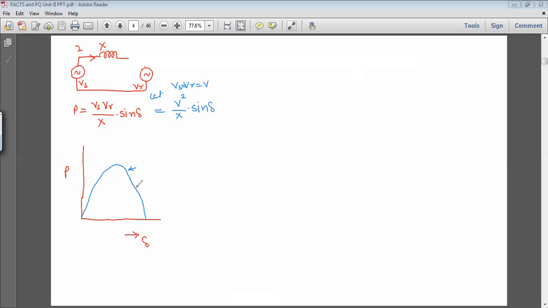Sine delta. So this is V square upon X into sine delta. This is the equation. Under such condition, it is going to become maximum at delta equal to pi by 2, that is 90 degrees. Delta is equal to pi by 2, and the maximum power P maximum occurs when delta is equal to 90 degrees. This is the maximum power.